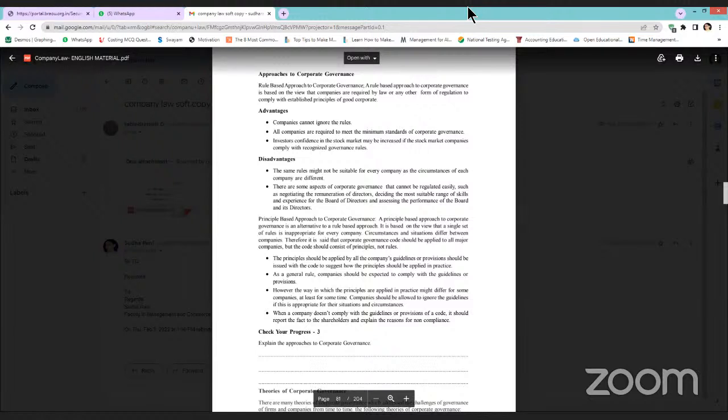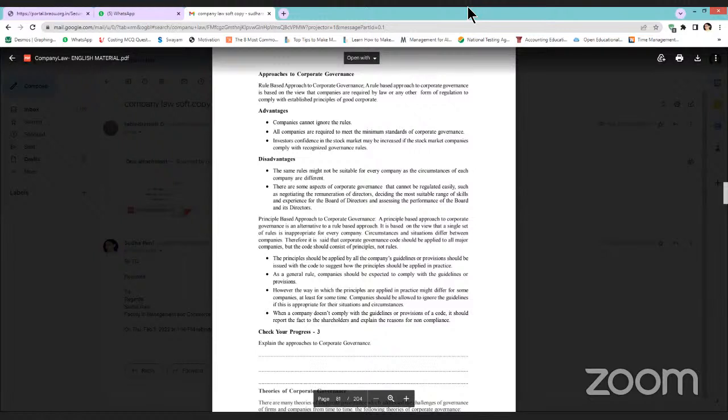So this rule-based approach of corporate governance is not suitable for all entities, and differs from company to company. At the same time, it is not easy to regulate. Negotiating remuneration of directors, deciding the most suitable range of skills and experience for the board of directors, and assessing the performance of the board and its directors is difficult. Even if you go by the rules within the company, the board of directors may not always be able to follow the rules, and it may not be possible to perform effectively by following only rules. So when you adopt this rule-based approach, measuring performance gets difficult.